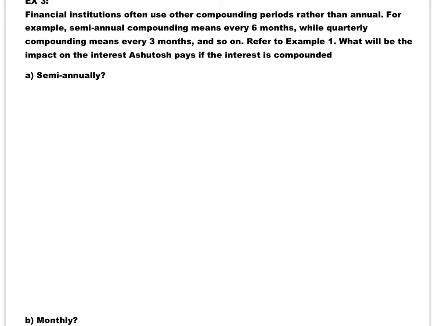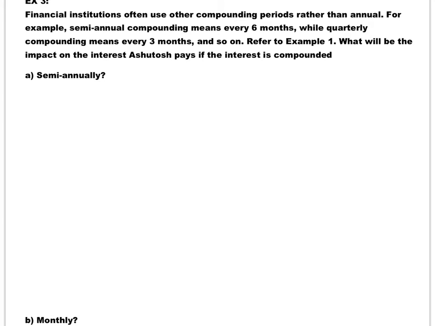In this example, we are going to talk about different compounding periods. For example, one compounding period is semi-annual. Semi means half. So this means that your principal is going to accumulate interest every 6 months. Another type of compounding period is quarterly. This means that 4 times a year, or every 3 months, you are going to receive interest.